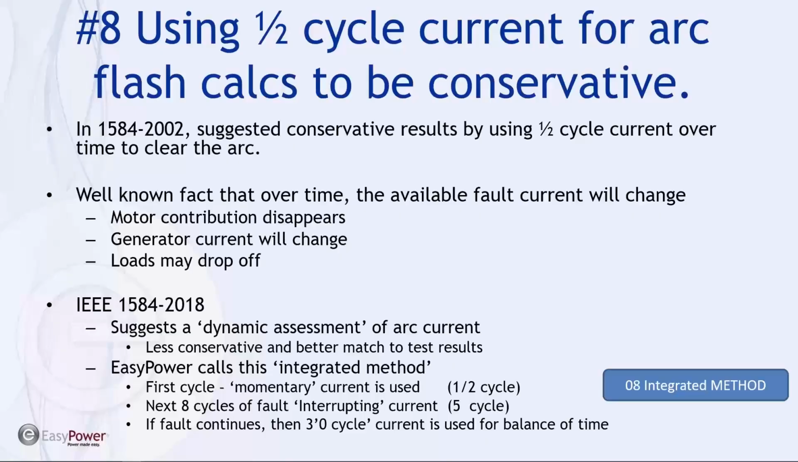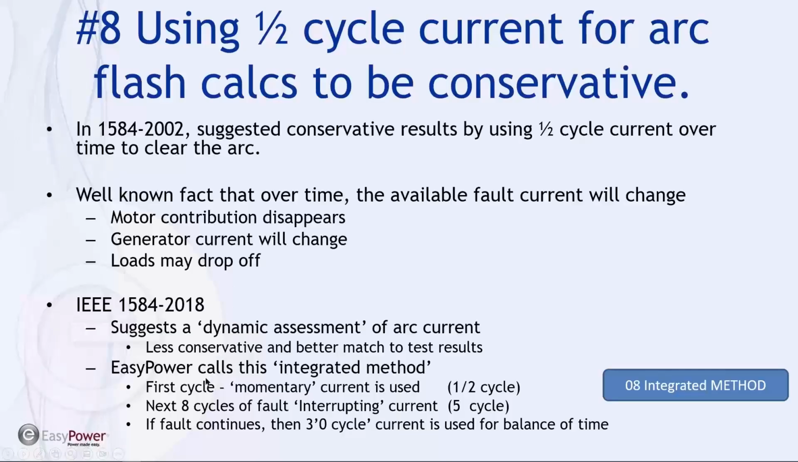Mistake number 8, using the half-cycle current for arc flash calculations because that's the most conservative approach. Well, in 2002, it was recommended to use half-cycle or momentary current as a conservative estimate of what arcing current would be, or the available fault current would be. But it's a well-known fact that over time, available fault current would change due to motor contribution or generator fall off, or even loads that may be dropped off from devices tripping. Consequently, the 2018 version of 1584 suggests a dynamic assessment of arcing current, and EasyPower refers to this as the integrated method.